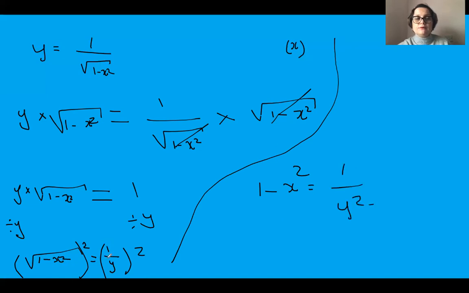So 1 over y to the power of 2 becomes 1 to the power of 2 over y to the power of 2, or 1 over y to the power of 2. It's just a 2, this one here. Right, now I just need the x, so I get rid of the 1 on the left-hand side by doing minus 1, minus 1, minus 1. And so I have minus x to the power of 2 equals 1 over y to the power of 2 minus 1. There you go, got rid of the 1.